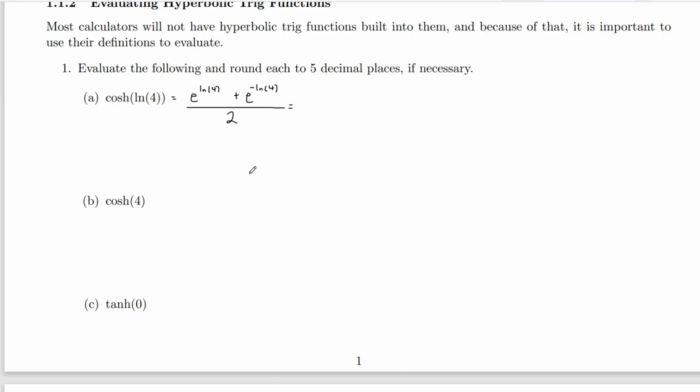Now, it's possible to do this completely by hand because the natural log and e in this format, e to the natural log of something, cancel out. In order to completely simplify, you have to bring this negative sign inside as the power.